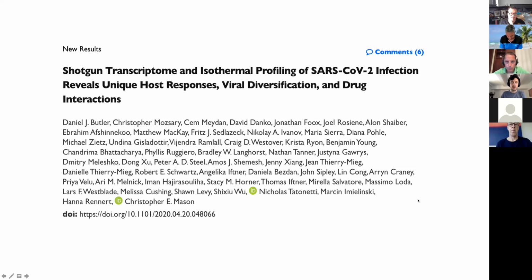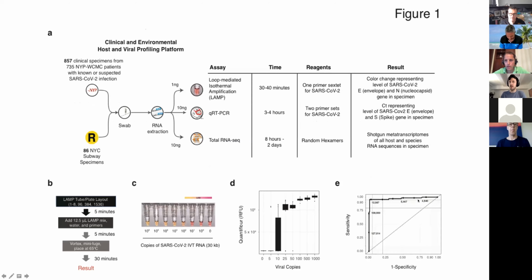And we wanted to leverage those swabs. This is the overview of the paper, which I should also mention we put up on bioRxiv, and I can send out the link to the group. We're currently undergoing revisions, so there are some updates that we're incorporating as we discover new things day by day. But essentially, as I mentioned, we developed this colorimetric assay, loop-mediated isothermal amplification, or LAMP, to be able to detect the envelope or the nucleocapsid gene in the specimen.